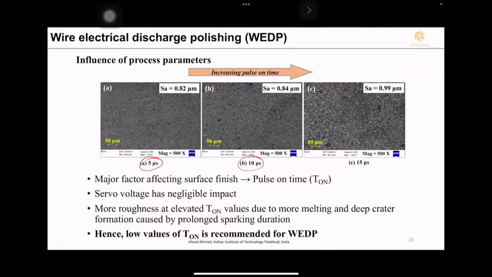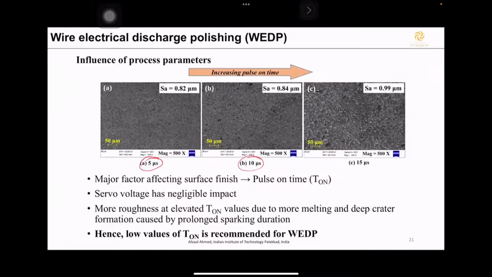the discharge energy will increase. Once the discharge energy increases, the spark happening will have much more energy. That means it will create a bigger crater on the surface, which leads to higher roughness. Definitely this does not impact the machining time or the polishing time that much. When you move from 5 microseconds to 10 microseconds to 15 microseconds, there is hardly any difference.